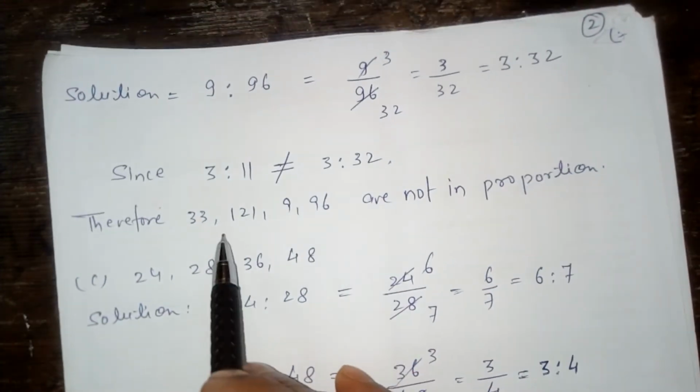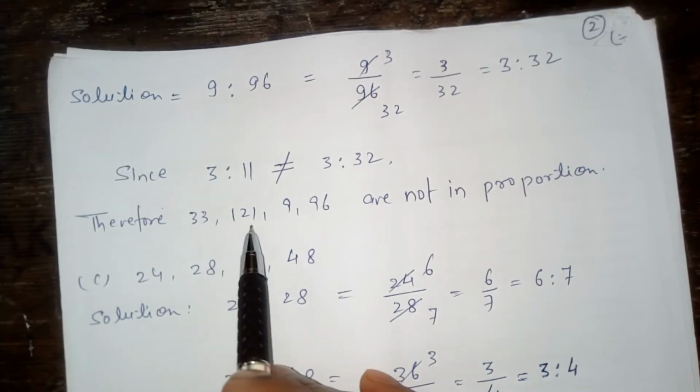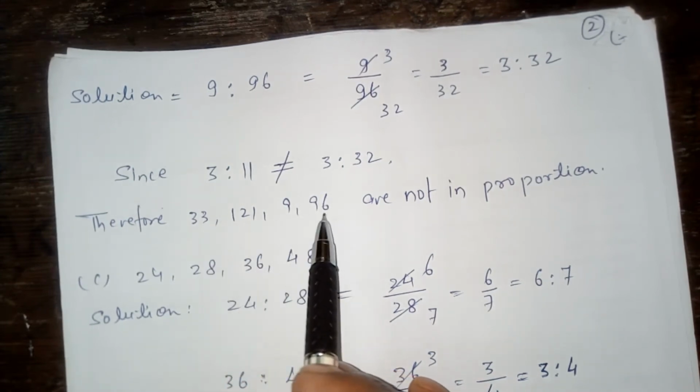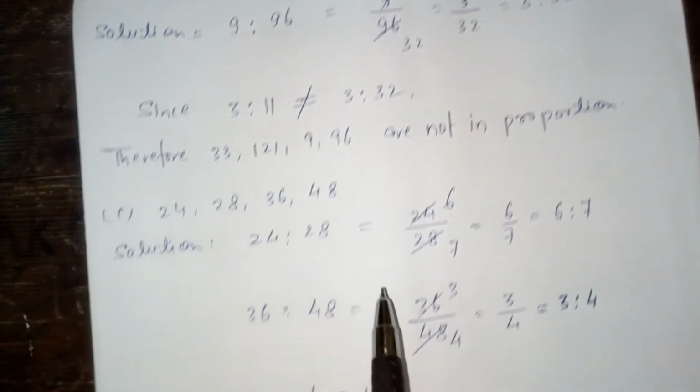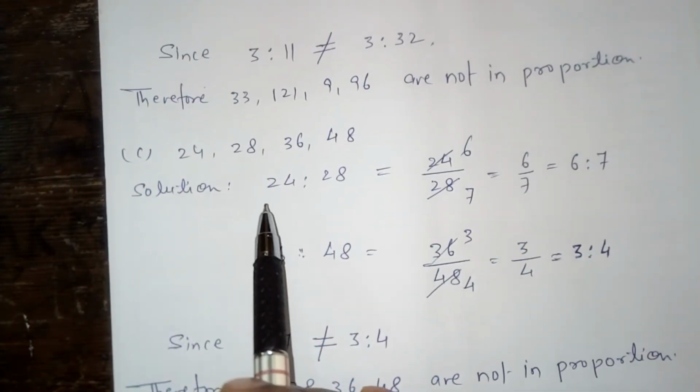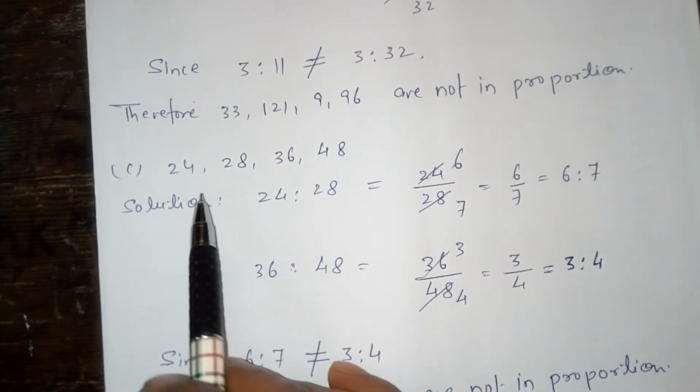Therefore 33, 121, 9 and 96 are not in proportion. Okay. Again we will apply this one more question.